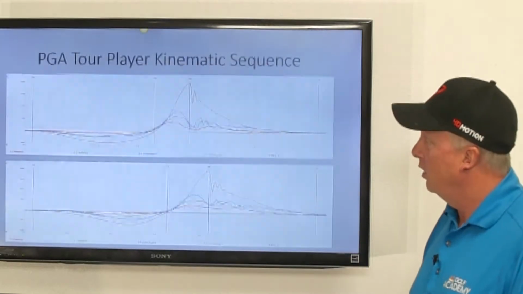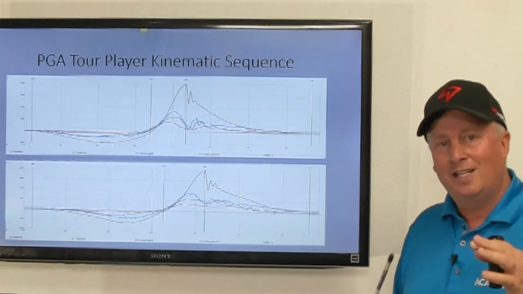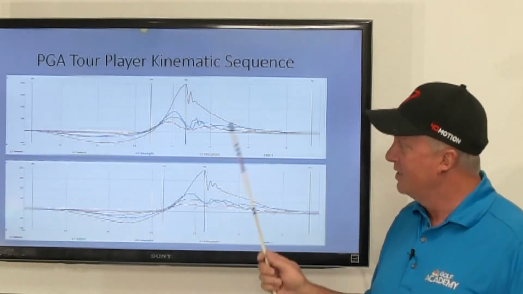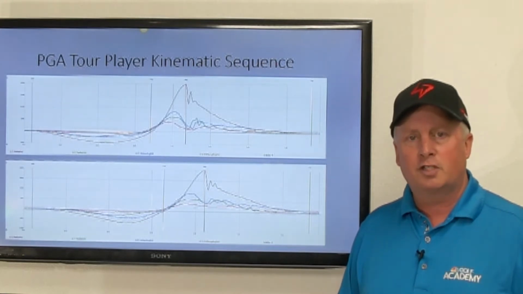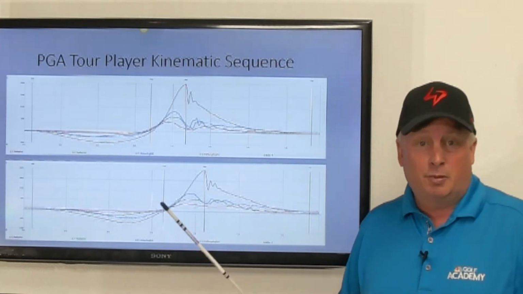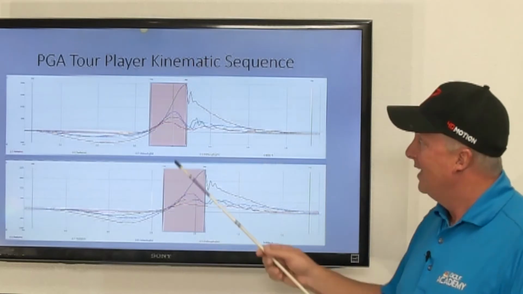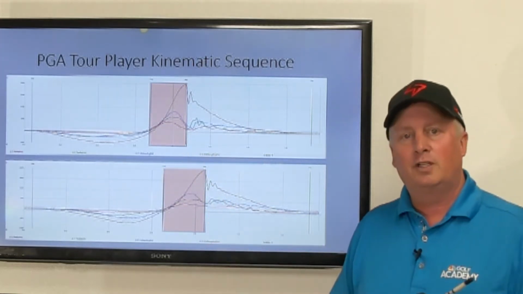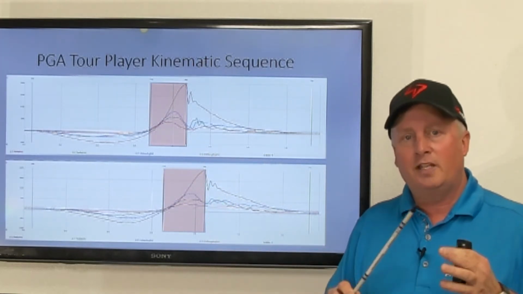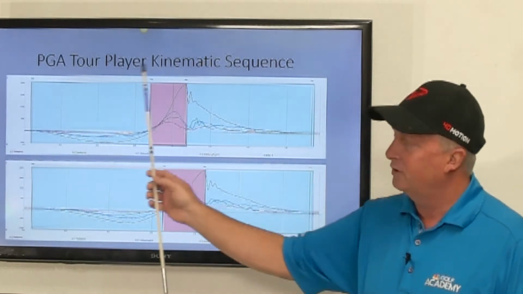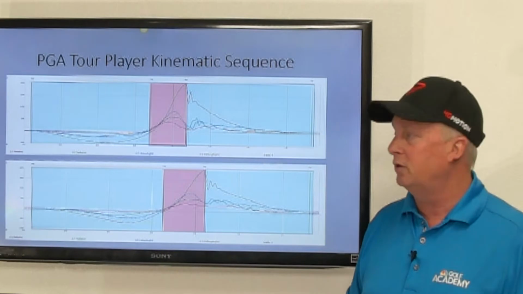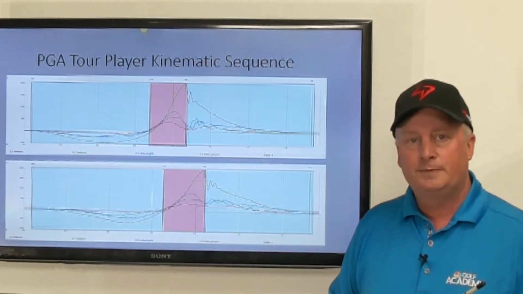So the first thing I want to point out is the kinematic sequence is the entire swing. What I hear from a lot of coaches across the country and across the world, and some players for that matter, and other people, is that the kinematic sequence is only the downswing. So I want to make it very, very clear that we're going to be focusing on the entire sequence. This is the entire kinematic sequence from the start to the finish.